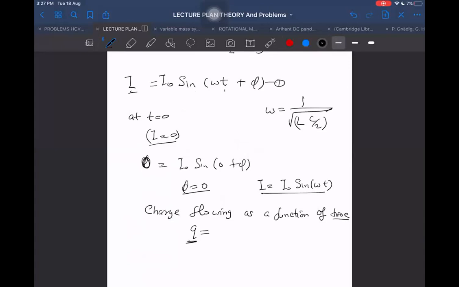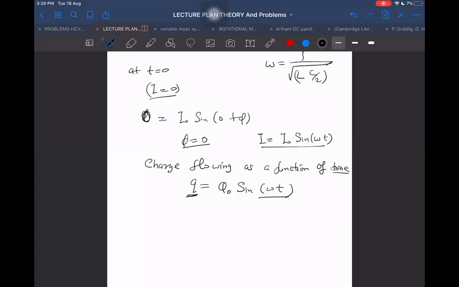So I can always write the charge flowing equation as the maximum charge flowing, let us say Q naught maximum, into sine omega t. Always it will be in this form. Why? Because initial charge flowing will be 0. Just at t equal to 0, it will take some time for the charge to flow. It will not be instantaneously flowing. So what will I be getting now?